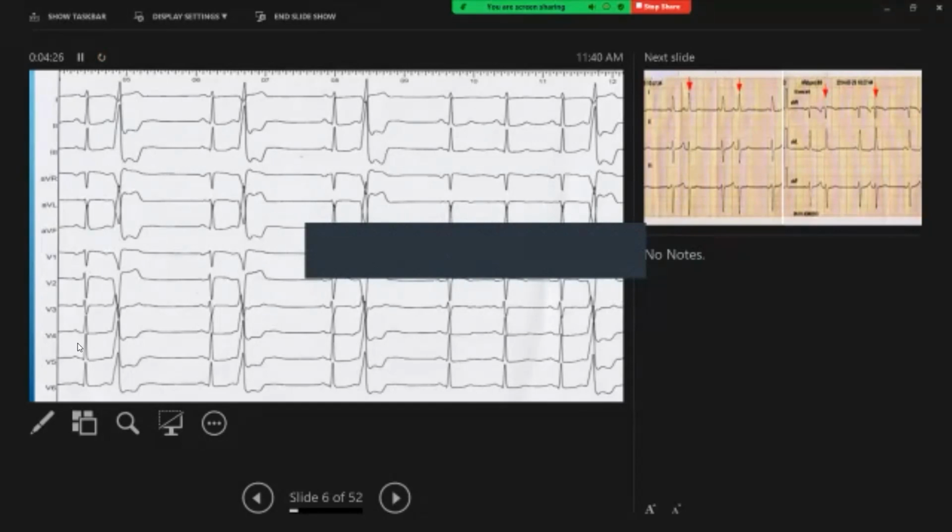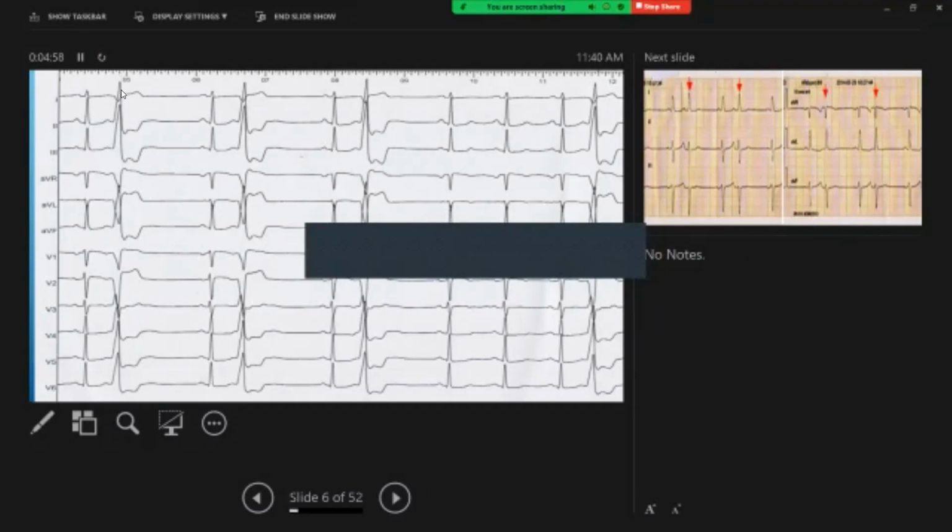These are sinus beats. It is coupled with broad QRS complexes, and it is followed by a pause. So this is a compensatory pause. These broad QRS complexes are ventricular ectopic beats, and the interval between the sinus beat and this abnormal beat is called the coupling interval. This coupling interval is short, therefore this is a premature contraction.